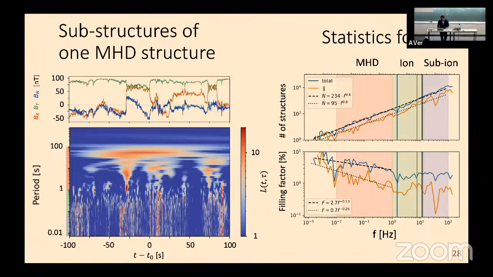We can confirm this by calculating the number of structures scale by scale. And this is shown here. So the number of structures is increasing at sub-ion scales. We observe much more structures than at the MHD scales. But interestingly, the filling factor of the structures is decreasing a little bit in the inertial range and then becomes constant.